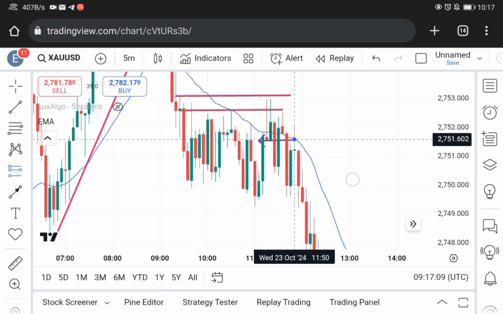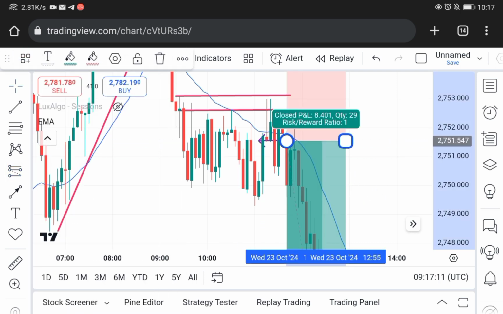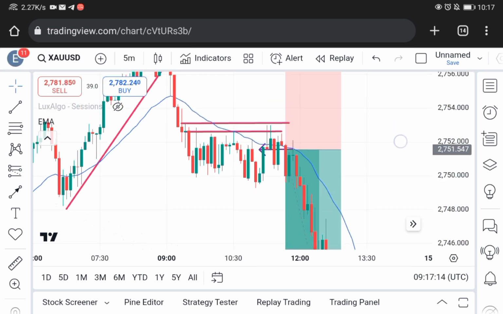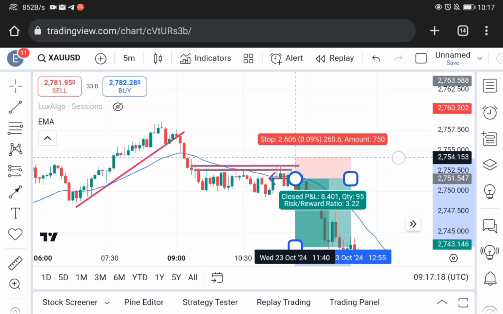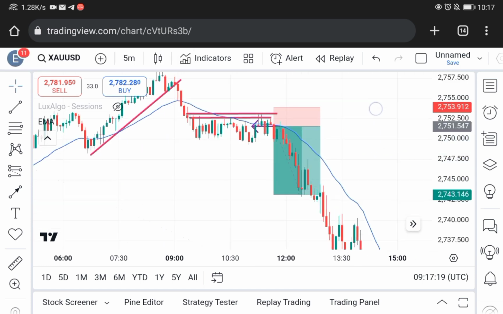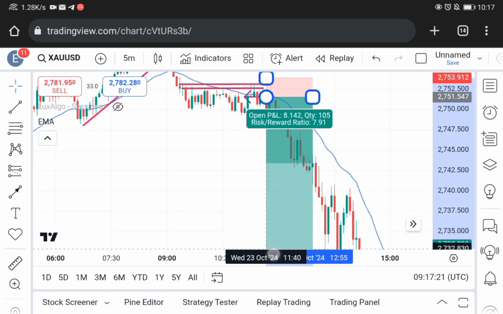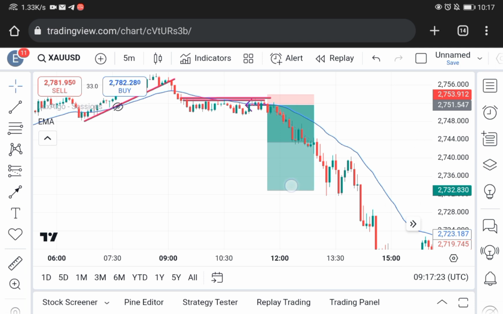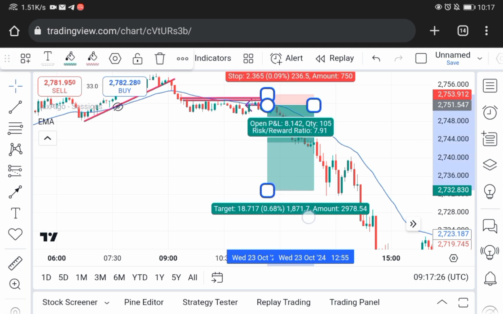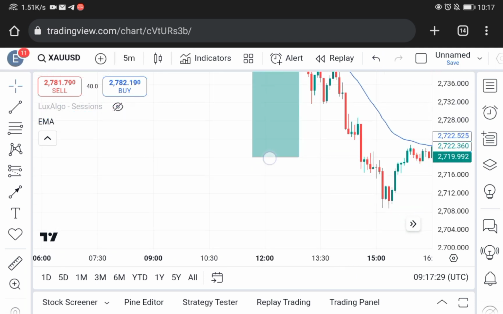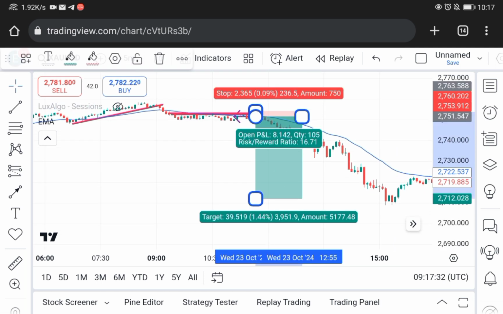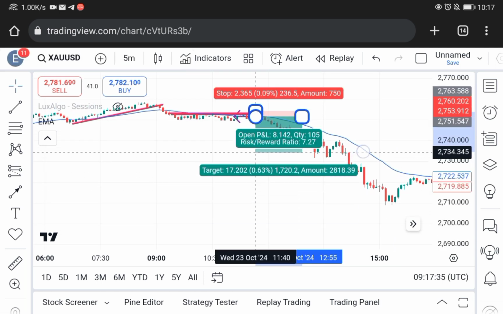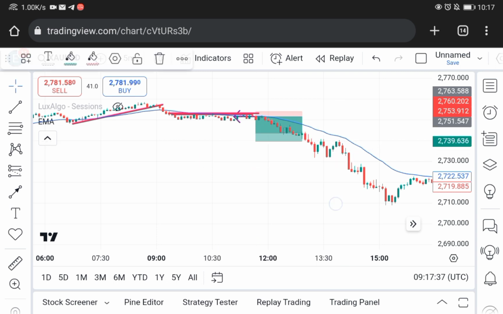You go for your 1 to 5. Your stop loss comes a few pips above the zone, and you go for your 1 to 5. Oh, this is almost 1 to 7. We don't want to be so greedy. That is almost 1 to 16. But you go for your 1 to 5, which is right there.